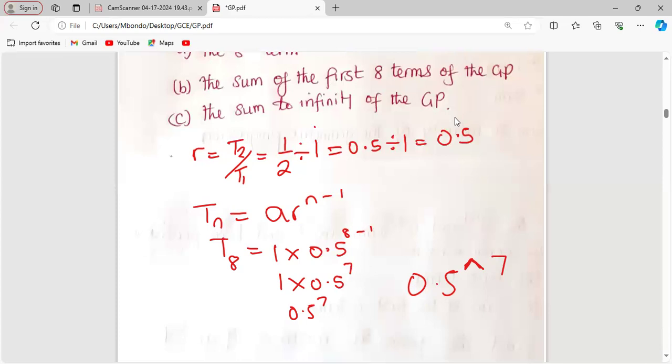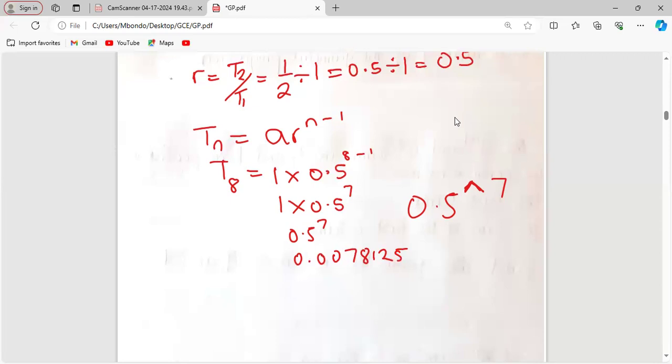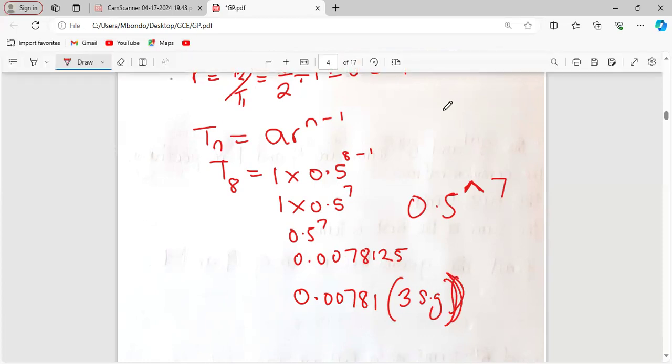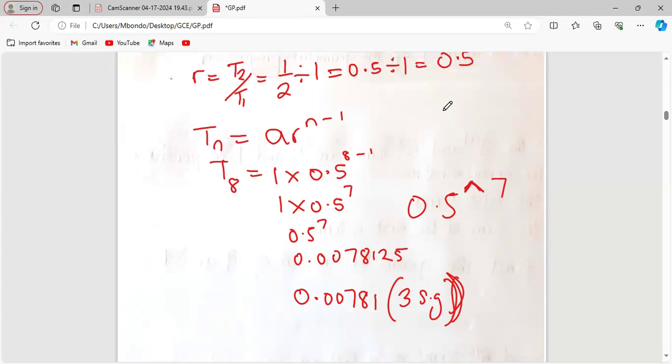Okay. 7. So you're saying we're going to have 0.0078125. Yeah. Then you round these off to 3 significant figures. There's that instruction always in the exam. So we end up with 0.00781. If you want, you can say 3 significant figures like that. Okay. We have just 5 minutes to end this session.